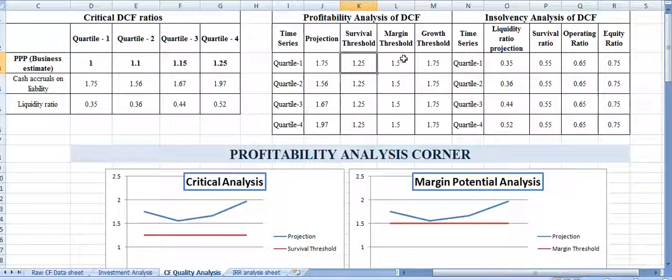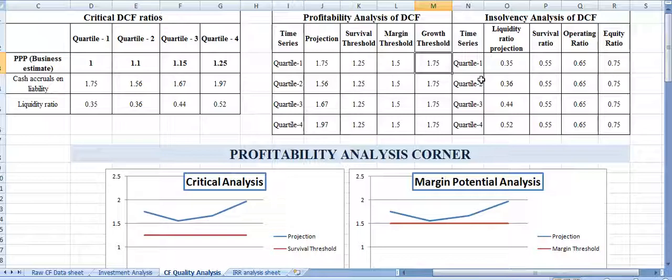In case of generating a margin, a reasonable margin, we need to have a 50% higher value, 50% minimum higher than the outflows, and for generating a capacity of growth, it should be somewhere around 1.75, that is 75% higher than the outflows. And all of these after factoring the PPP or the business estimate.